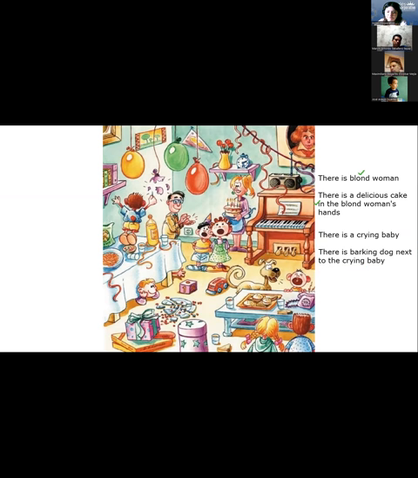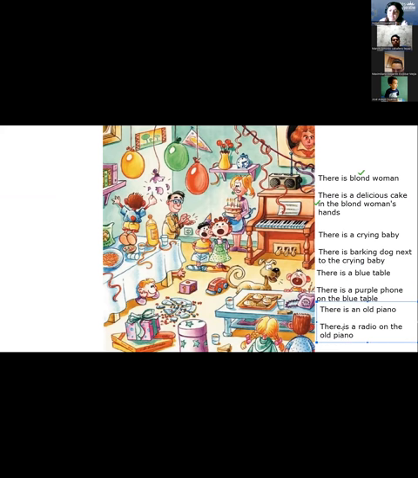So for example, let's see. Let's pick one. There is a blue table, right? Hay una mesa azul. And I can say, there is a purple phone on the blue table. You see? I can say as well, miren acá, este. Hay un piano. Or I can say, there is an old piano. Y puedo decir que hay una radio en el piano. There is a radio on the old piano. So you see, we're using a lot of adjectives to describe different things.